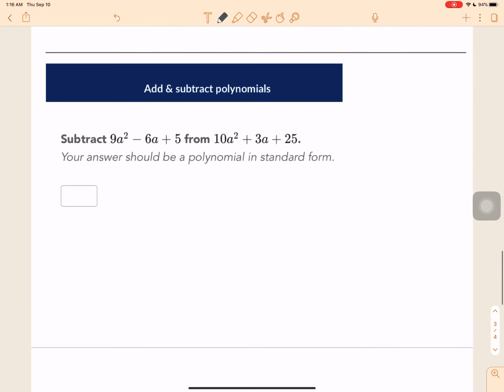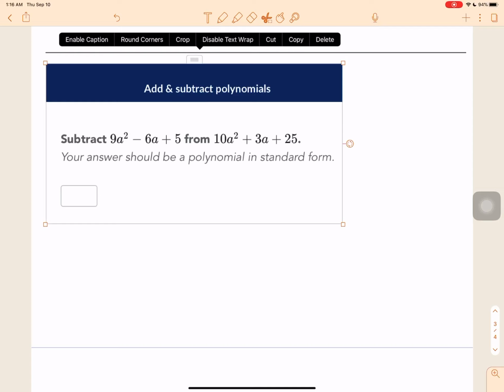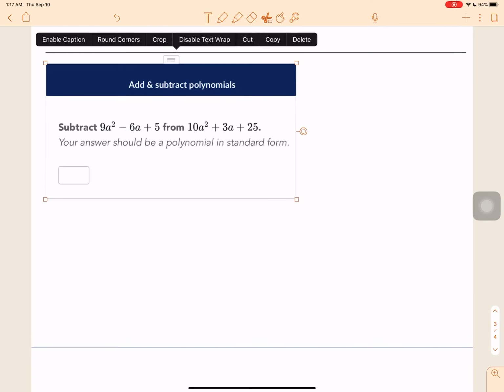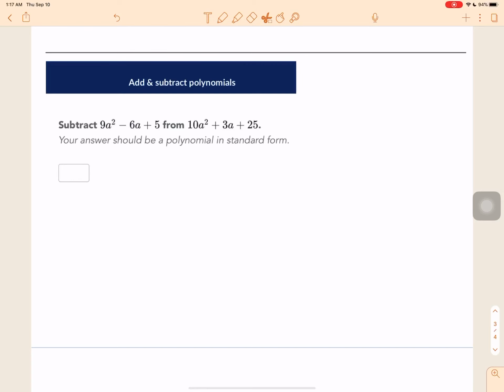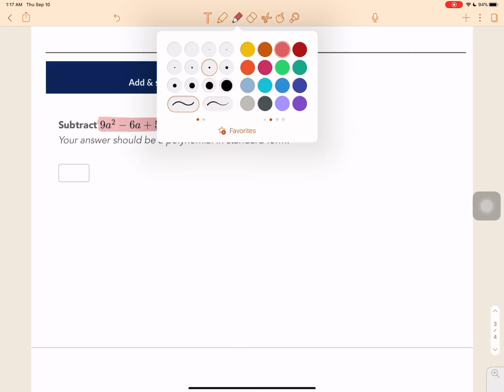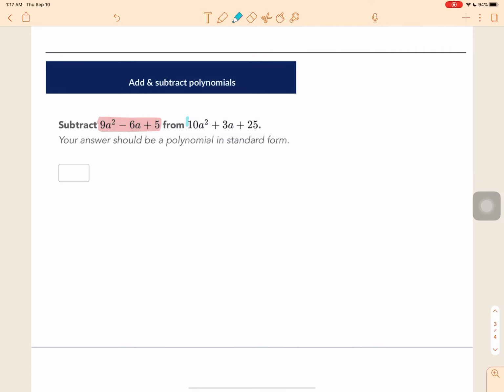All right, now this one is subtracting polynomials. Okay, so let's go and see here. It says your answer should be a polynomial in standard form. I'm going to make this just a little bit smaller just so I know I have room to move stuff around. So here it says subtract this expression. It's not an equation because there's no equal sign. We're going to subtract that expression from this expression.